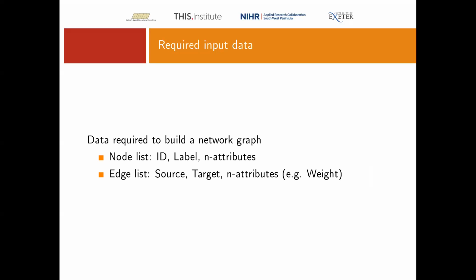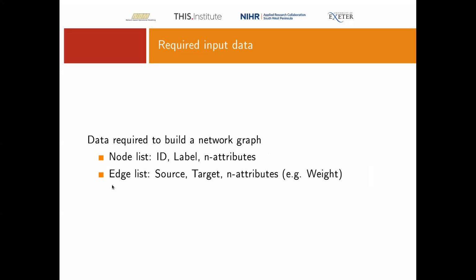So when you're building network graphs, you will need two different particular lists to go in. One is your node list, and the other is your edge list. Node lists are commonly comprised of an ID, a unique identifier for every node, and this is normally numerical. Then you will have a label, which will be your description in words. And then you can add as many attributes as you like. But the only two pieces of information that we must have are the ID and a label.